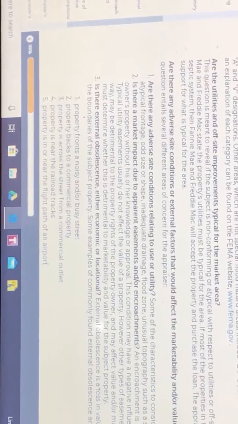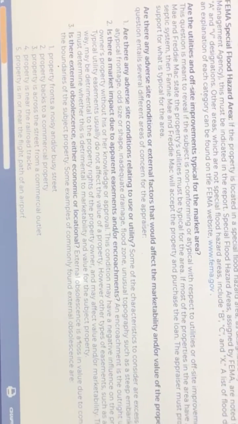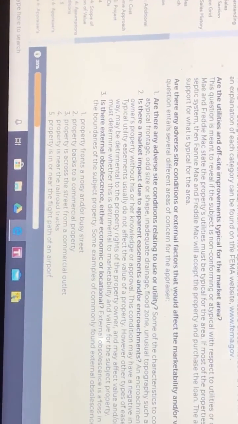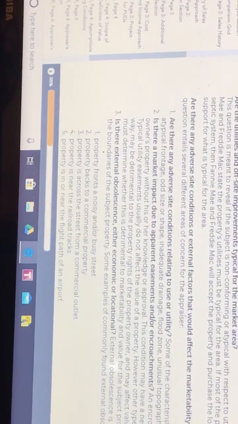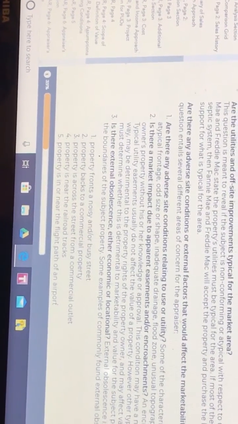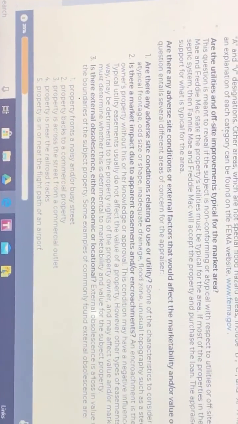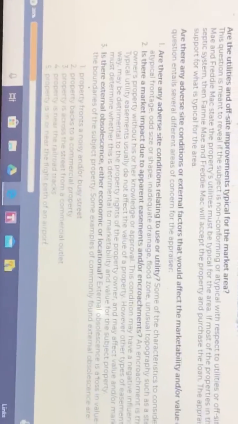Are there any adverse site conditions or external factors that would affect the marketability and/or value of the property? This question entails several different areas of concern for the appraiser. Number 1, are there any adverse site conditions relating to use or utility?